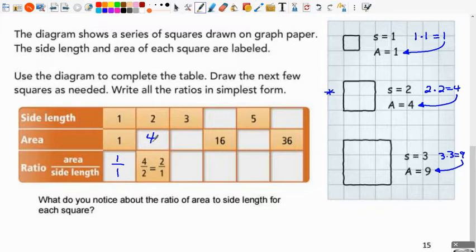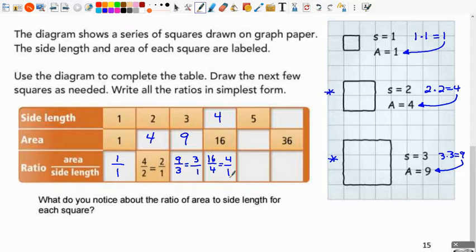In our next example, the side length is 3, which is that square right there. 3 times 3 gave us an area of 9. When we do area over side length this time, we're going to get 9 over 3, which simplifies down to 3 over 1. If we had an area of 16, what number times itself equals 16? Well, that would be 4. 4 times 4 is 16. Area over side length is going to be 16 over 4, which will simplify down to 4 over 1.